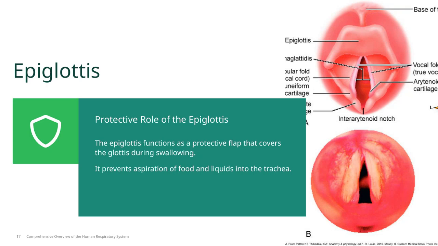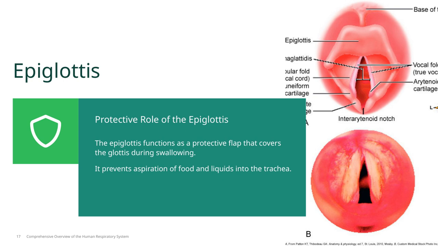Now, let's take a closer look at the epiglottis. The epiglottis functions as a protective flap that covers the glottis during swallowing. Its main role is to prevent food and liquids from entering the trachea, which is crucial for keeping our airways clear. When we swallow, the epiglottis flips down over the glottis, acting like a lid that seals off the windpipe.